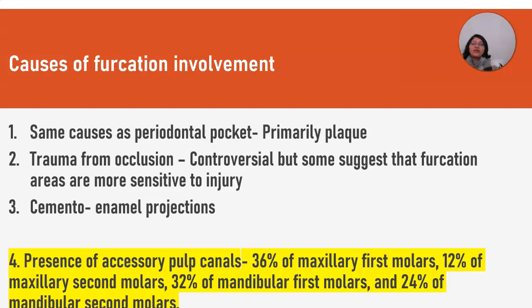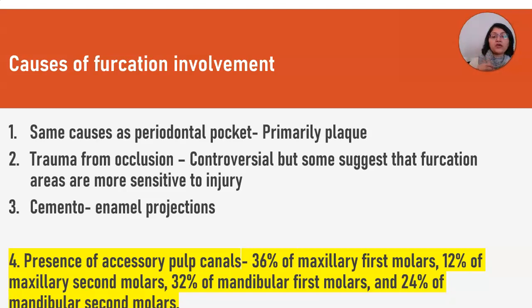Fourth cause, which is very important, is presence of accessory pulp canals. 36% of maxillary first molars, 12% of maxillary second molars, 32% of mandibular first molars, and 24% of mandibular second molars. So you always have accessory pulp canals, and every time there is some kind of infection happening endodontically, it can spread through your accessory pulp canals and into the furcation and cause furcation involvement.